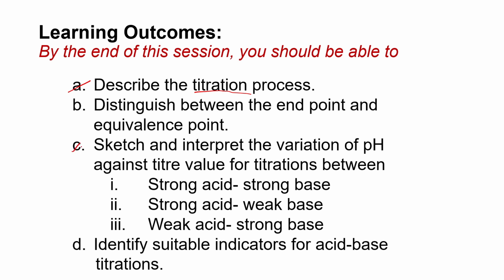The third one is to sketch and interpret the variation of pH. Actually this one is just to sketch, but we also need to calculate certain points because we will use them to sketch a graph. This graph is pH versus titrant volume for titration. And the last one is to choose the suitable indicator for this titration.